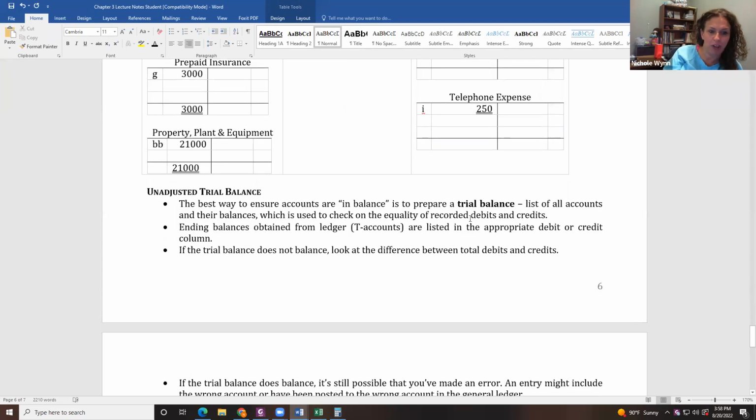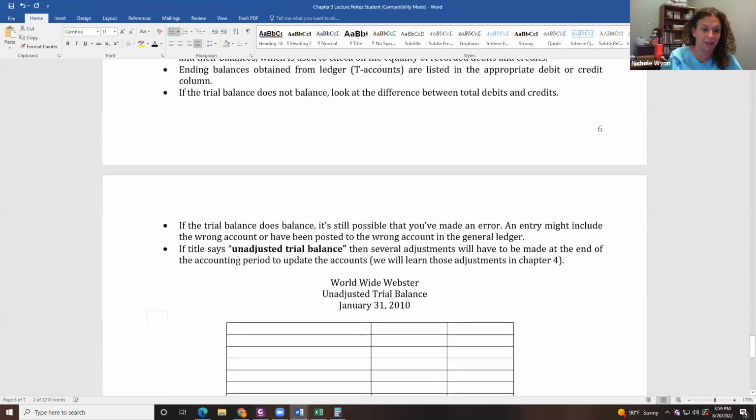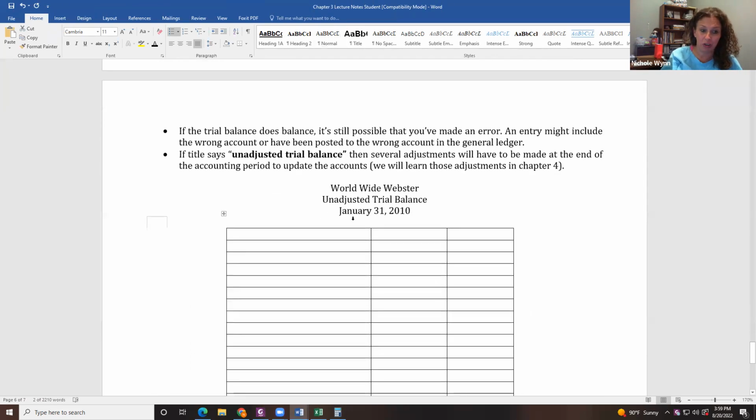So the best way to make sure you're in balance is to prepare a trial balance. It just lists all of your accounts and their balances. So if your trial balance doesn't balance, then you've got to look for the difference and see if you can figure out where you messed up. So let's go ahead and do a trial balance.